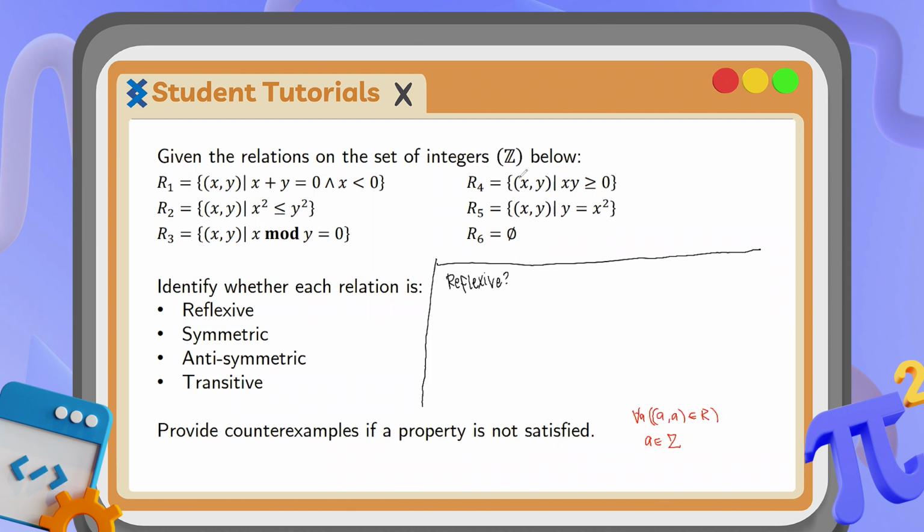This is actually false. It's not reflexive. Why? Well, (1, 1) is not in the relation. How so? We need to satisfy the property over here.